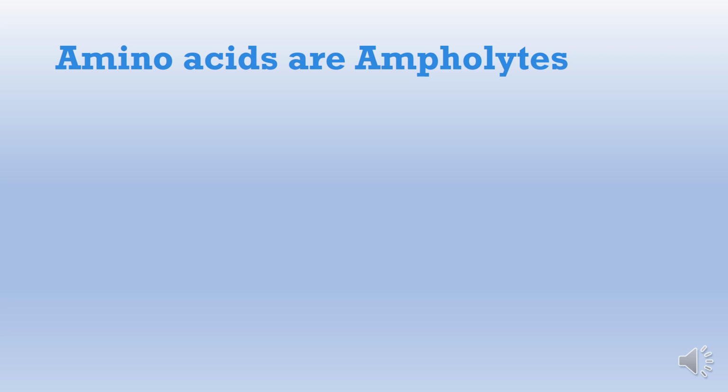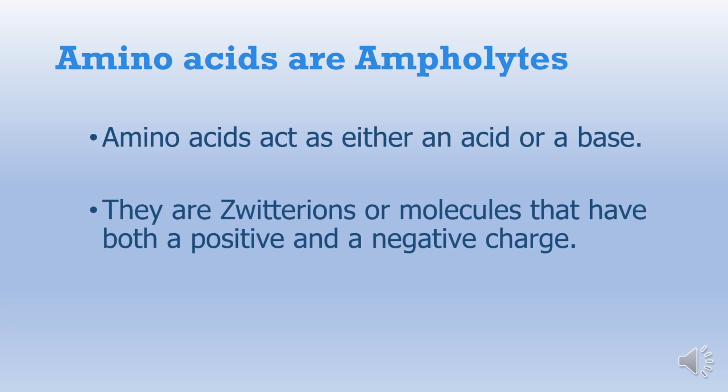Amino acids are ampholytes. Ampholytes means a molecule which contains both acid and base. What are zwitterions of amino acids? When an amino acid contains both a plus and a minus charge in its backbone, it is called a zwitterion and has an overall neutral charge.